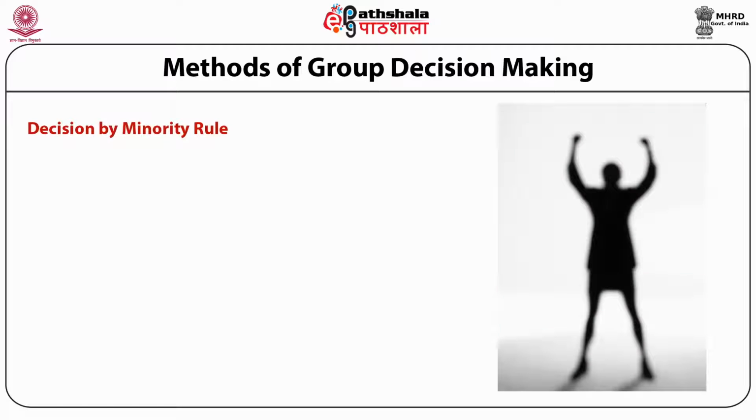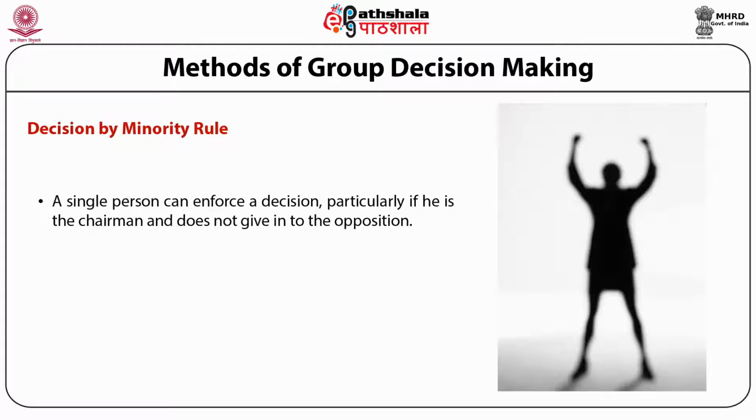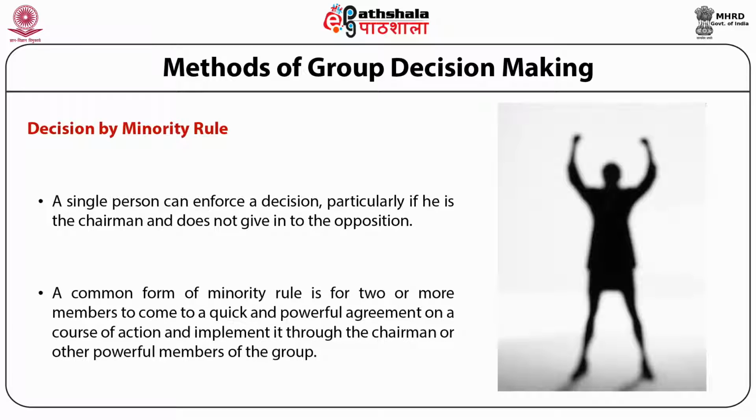Decision by minority rule is the third method of decision making. Here, a single person can enforce a decision, particularly if he is the chairman and does not give in to the opposition. A common form of minority rule is for two or more members to come to a quick and powerful agreement on a course of action and implement it through the chairman or other powerful members of the group. So this is called decision by minority rule.